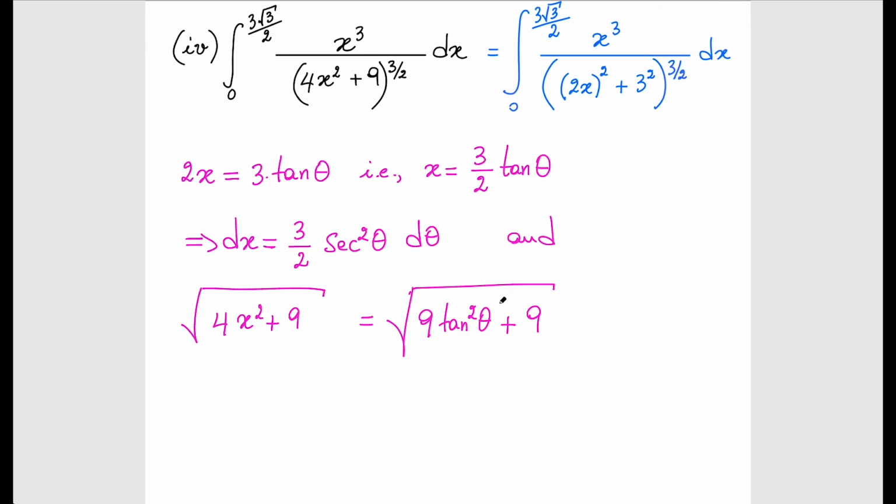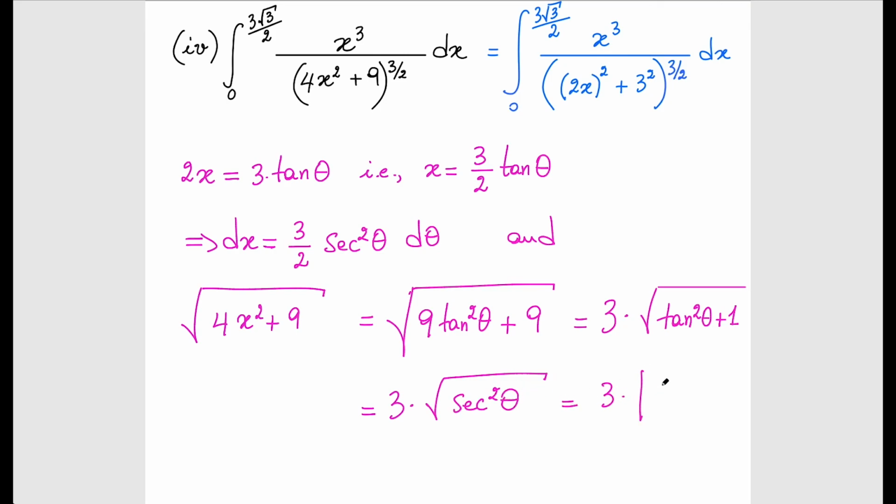So 9 tangent squared plus the 9, right? Plus the 9. And this is square root of 9, which is 3 times square root of tangent squared theta plus 1. Correct? And what's tangent squared theta plus 1? That's secant squared, correct? So we get 3 times square root of secant squared theta, and this is equal to 3 times the absolute value of secant theta.